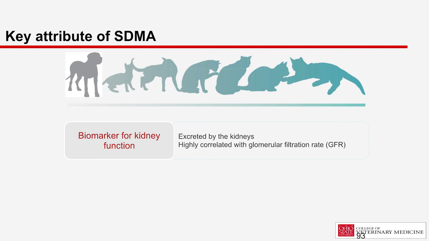And if you believe that, then the next step is to look at how it goes up in the blood relative to creatinine. This is one of the very exciting things about SDMA: it's a more sensitive marker, in that it goes up in the blood when you lose somewhere between 25 and 40% of GFR, as opposed to creatinine, which doesn't go up until you lose 75% of GFR. So that's a huge potential advantage of being able to identify renal disease earlier.